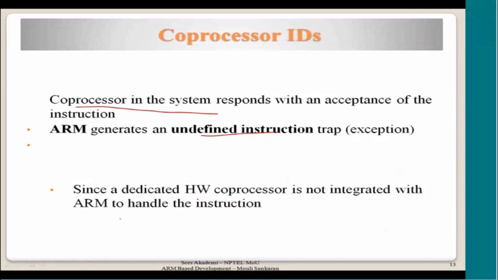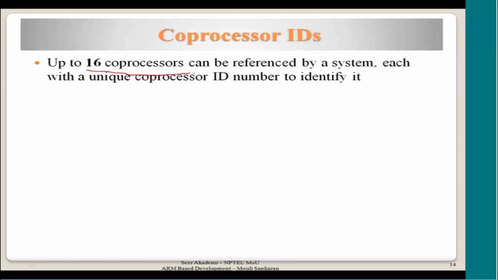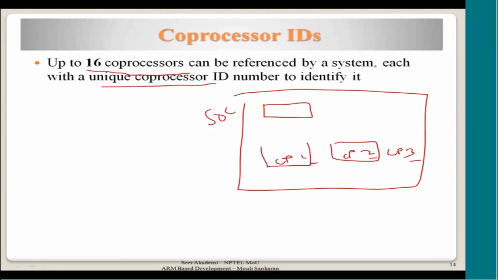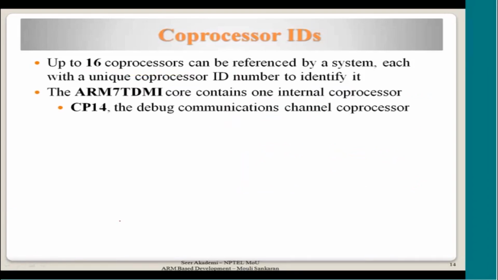So what is coprocessor ID? Up to 16 coprocessors can be referenced by a system with a unique coprocessor ID number to identify each. Please remember, in a system, in a SOC, ARM is there, and then CP1, CP2, CP3 are there. They need to be unique. They can't be CP1 and CP1, two hardware coprocessors having the same ID. It's a cause of failure. That is a bad design and it can't be done.